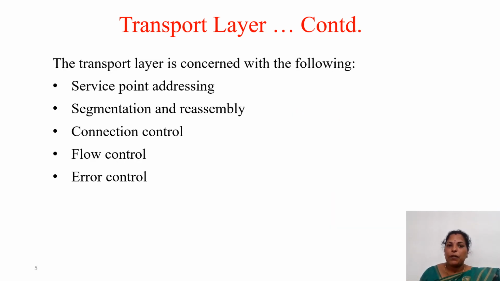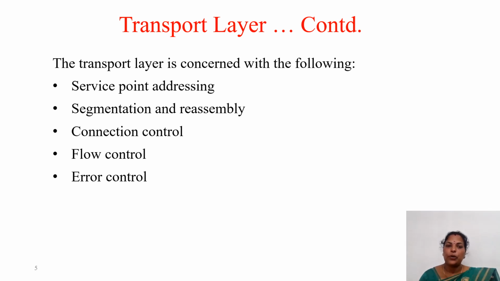The functionalities provided by the transport layer are service point addressing, then segmentation and reassembly, because here we are dividing the data into different segments, and reassembly is very important. Some methodology has to be followed. If the receiver does not receive the segments in the same format the sender sent them, there may be some mismatch in the information. So segmentation and reassembly is very important in the transport layer.